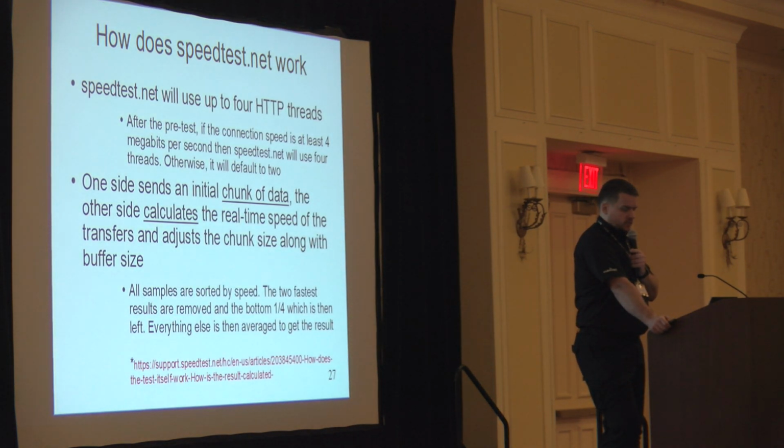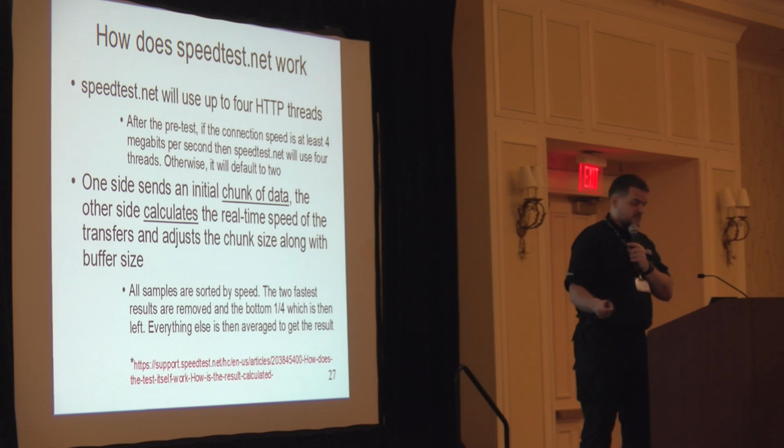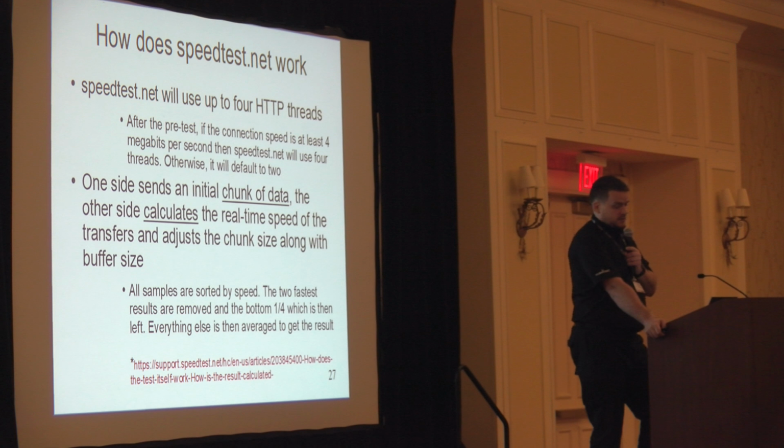So if you go to their homepage and look on the page that calls how does the test itself work, how is the results calculated. So link is below, so you can look it up yourself. So speedtest.net will use up to 4 HTTP threads. So after the pretest, if the connection speed is at least 4 megabytes per second, speedtest.net will use 4 threads. Otherwise, it will use 2. So speedtest.net always advertises that it has multi-connection test. Instead of multi, they should just say 4. So it's a 4 TCP connections.